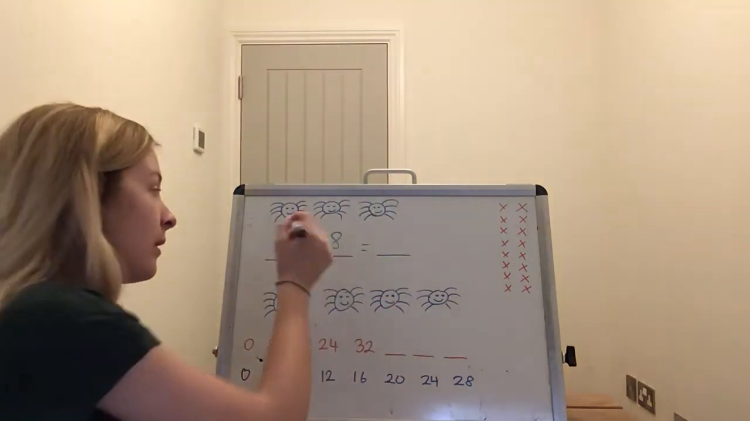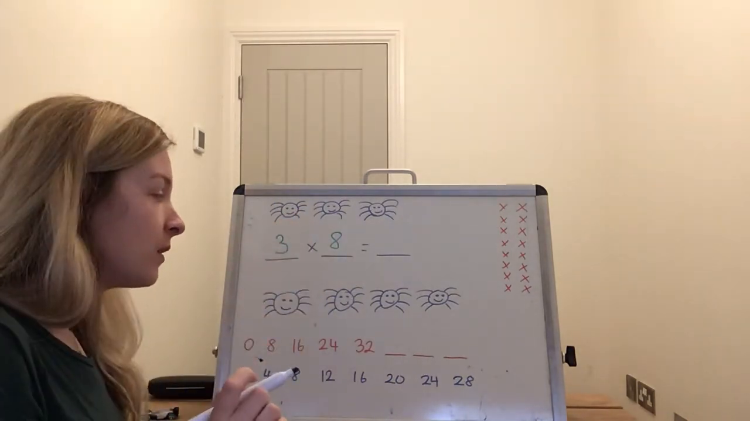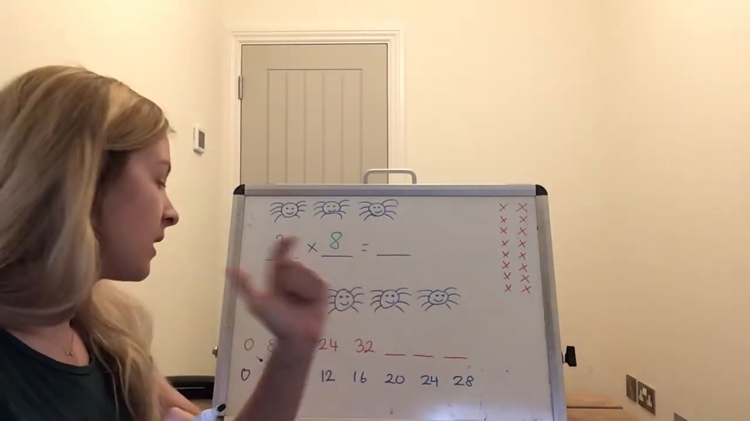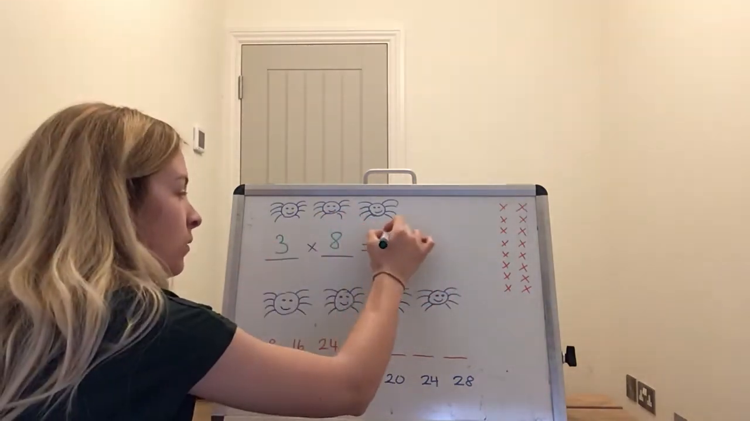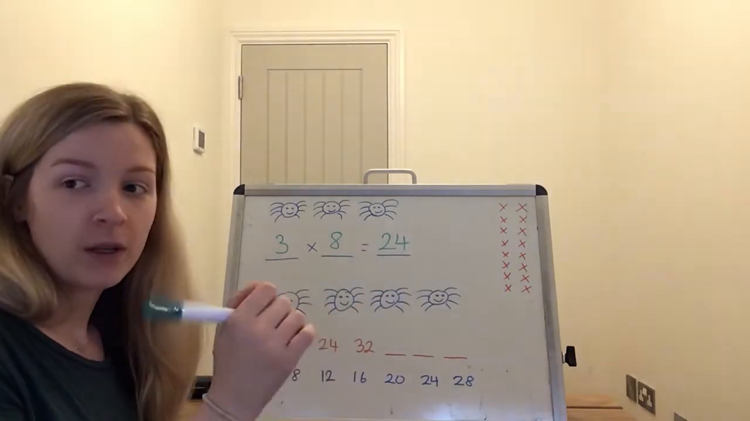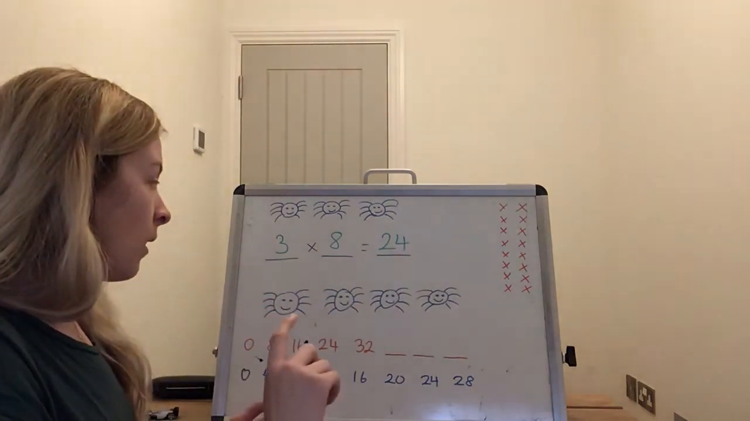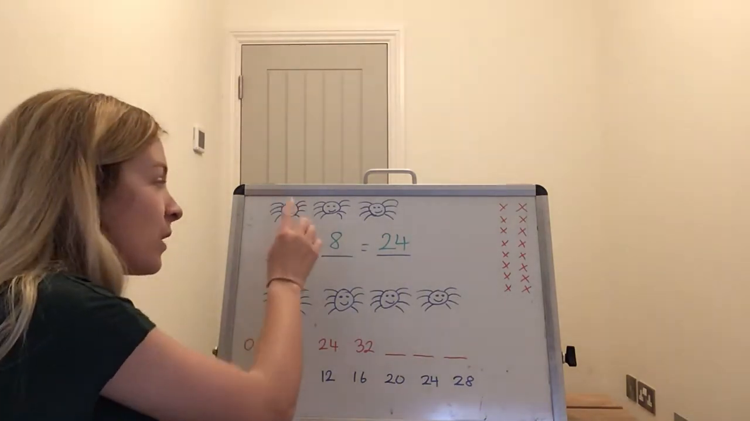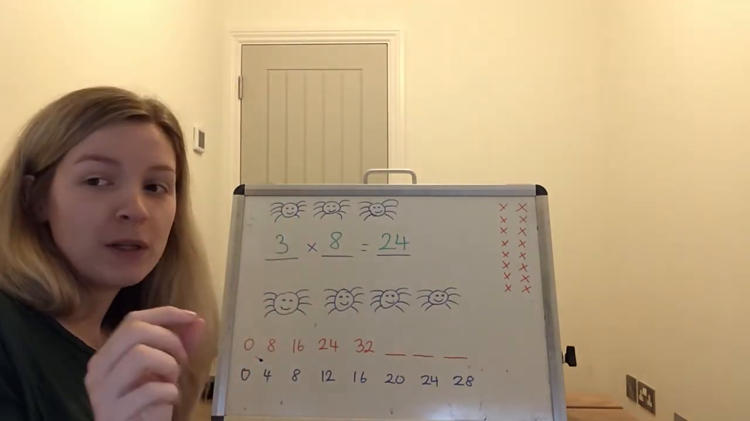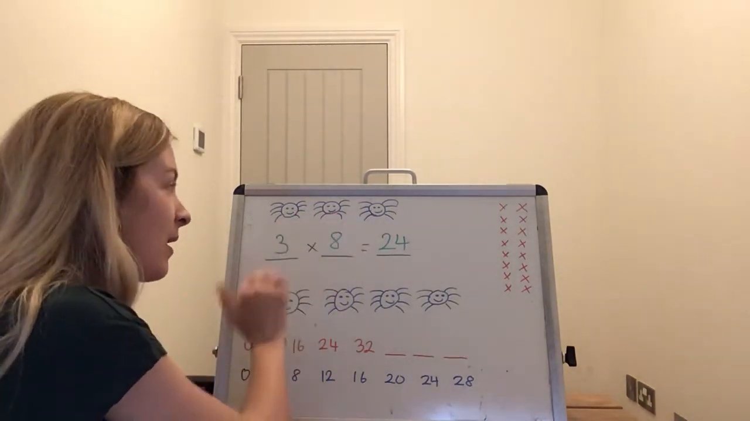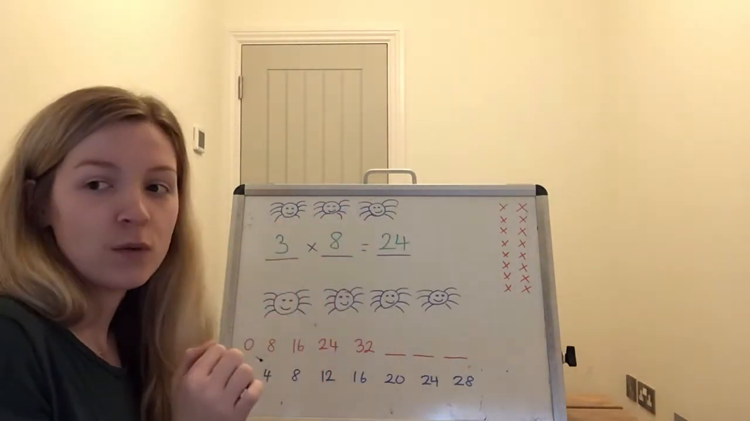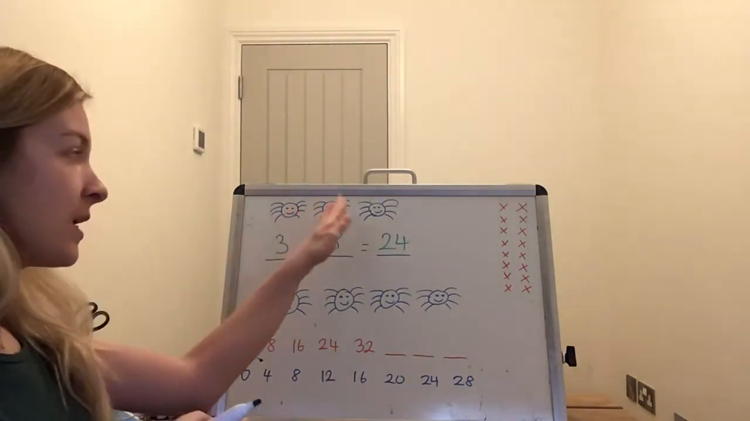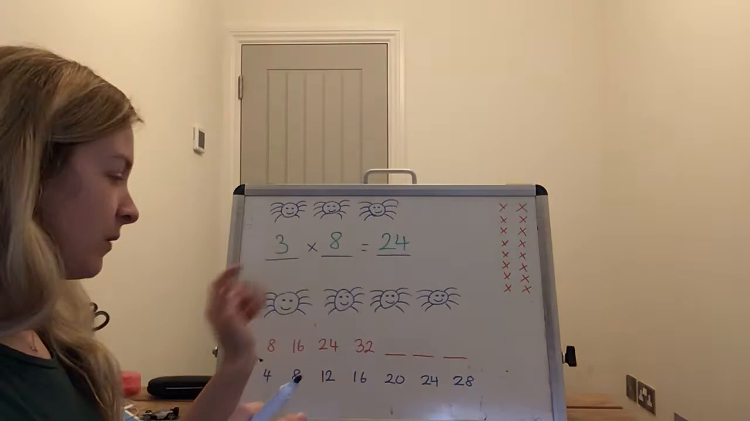I have 3. 3 lots of 8. 8, 16, 24. 24, okay? You can work that out by counting all the legs if you want to, or what you should be doing today is challenging yourself to count in 8s. 8, 16, 24. We'll come back to that in a second. Okay, so 3 lots of 8 is 24.